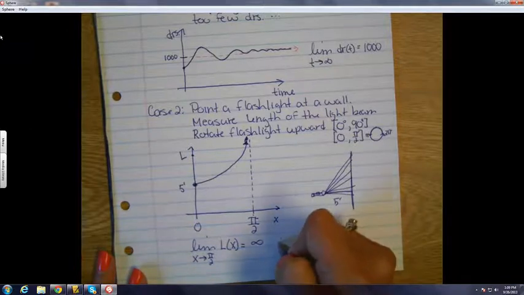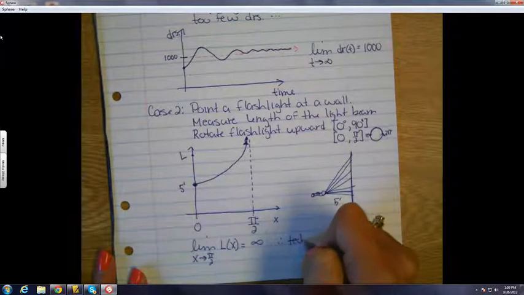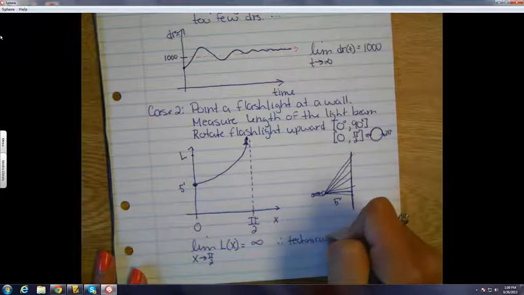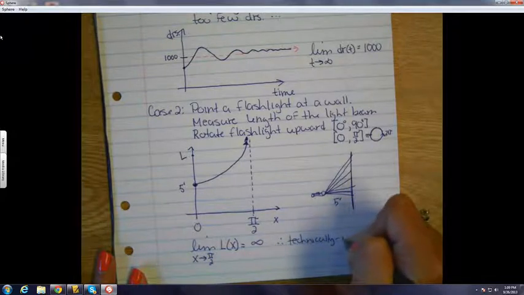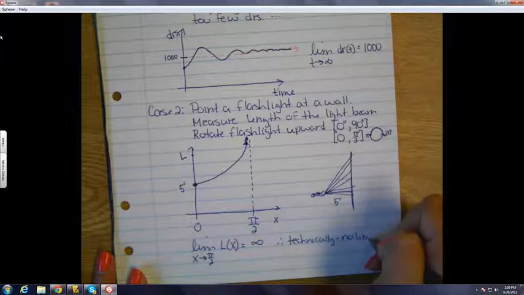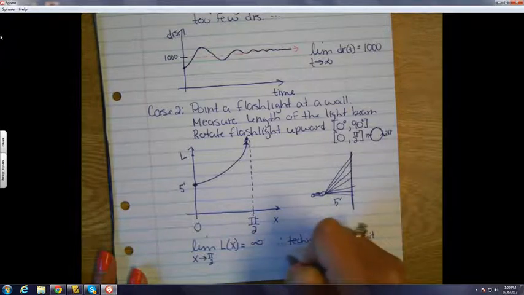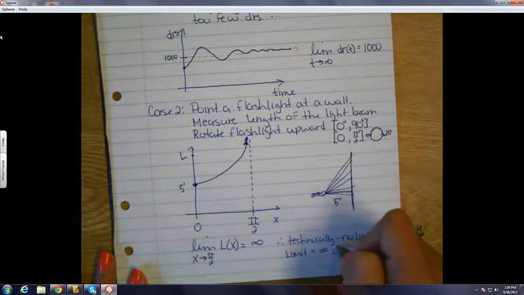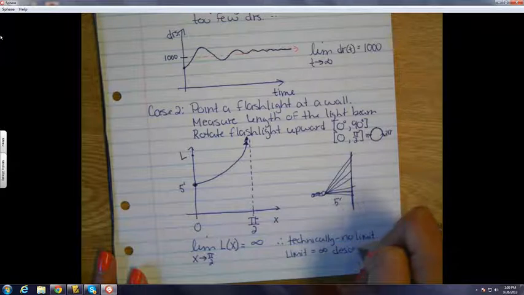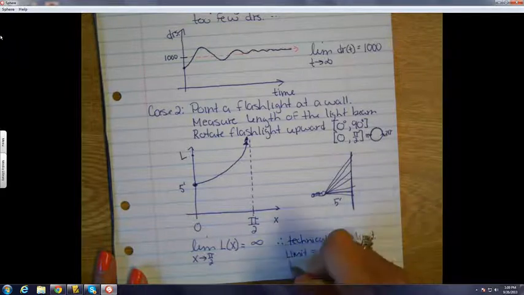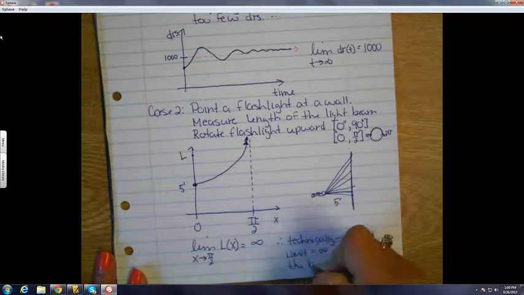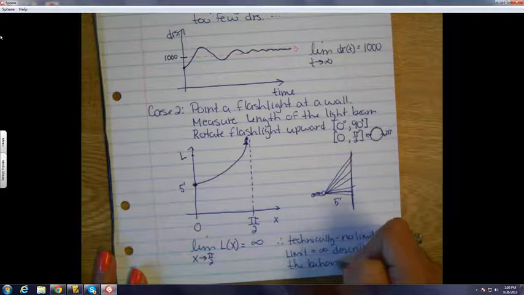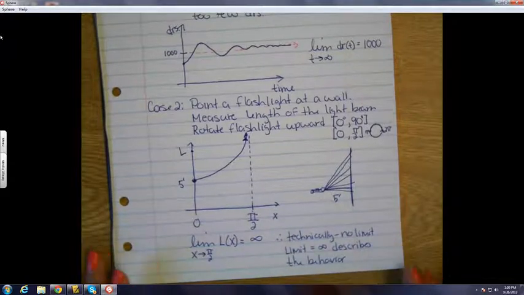So, technically, there is no limit, but we are going to say the limit equals infinity because it describes the behavior. So when we say the limit's infinity, we know the graph is going off into infinity.